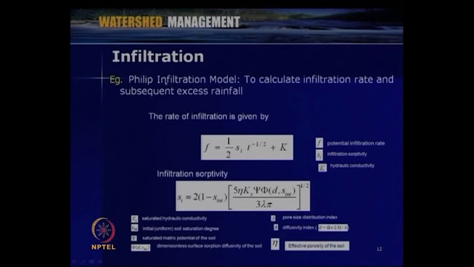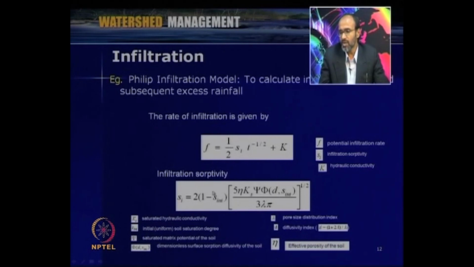The infiltration has been modeled using the Phillip infiltration model. Here the purpose is to calculate the infiltration rate and subsequent excess rainfall. So, that is what we are trying to do. The rate of infiltration is given in the Phillip model by this equation, and here F is the potential infiltration rate, SI is the infiltration sorptivity, K is the saturated hydraulic conductivity, and this infiltration sorptivity is given by this equation.